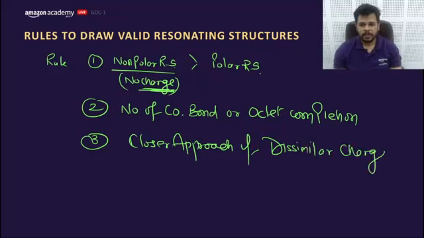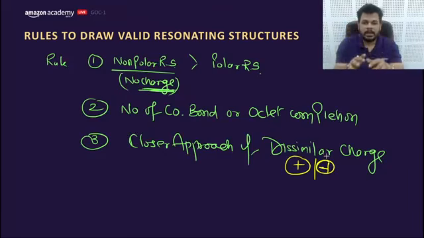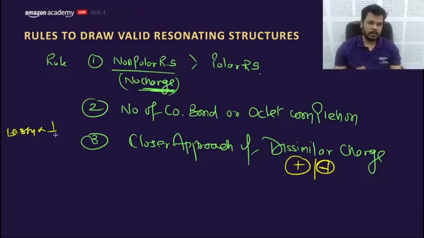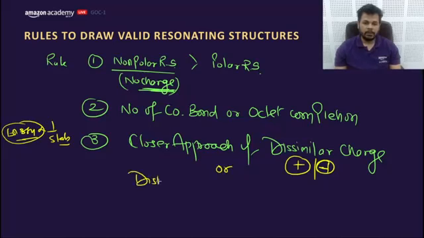Closer approach of dissimilar charges means positive gets attracted towards what? Positive or negative, and because of this attraction, the energy of the system gets low, which makes it more stable. As we know, energy is inversely proportional to stability. So attraction decreases the potential energy of the system, which makes it stable. Or otherwise, distant approach of similar charges.